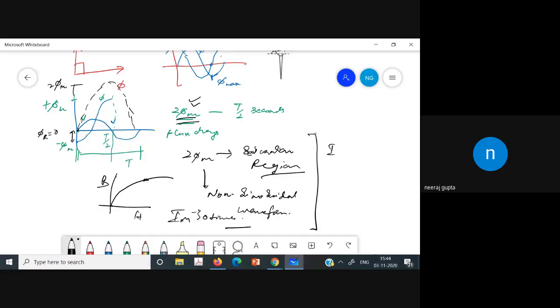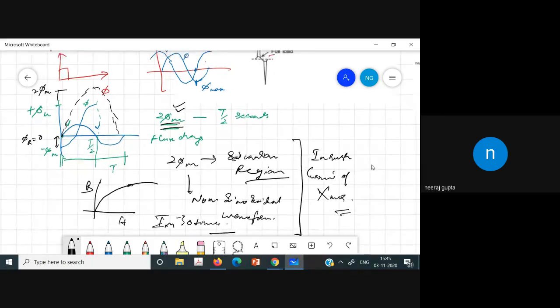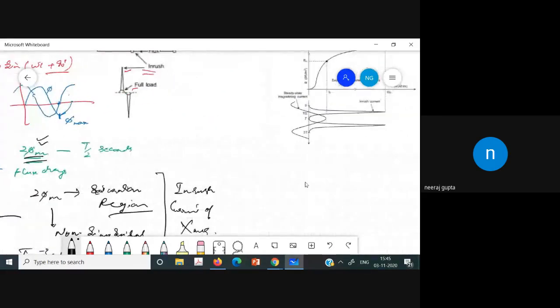And the duration of this can be a few seconds. Now we can explain it with the help of a diagram.